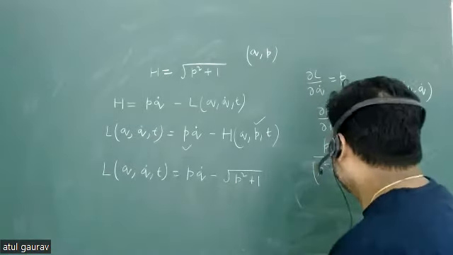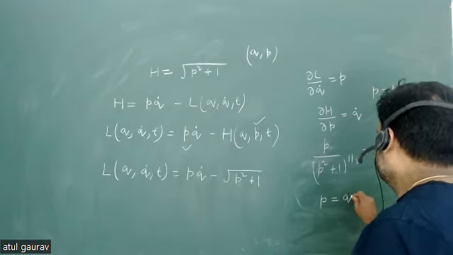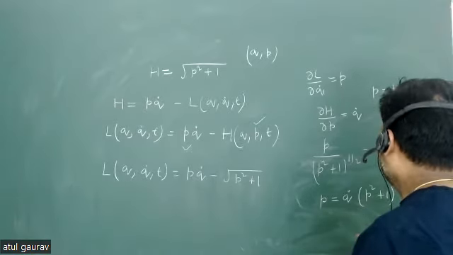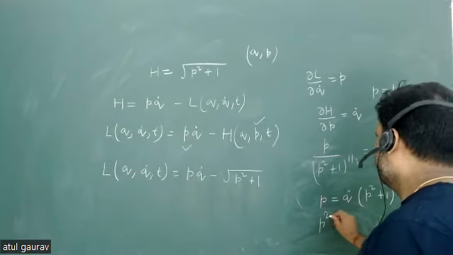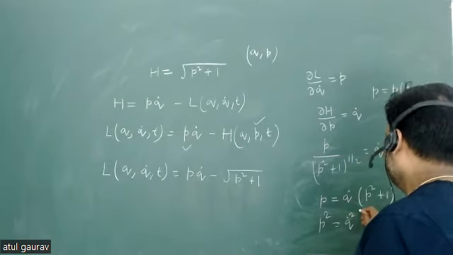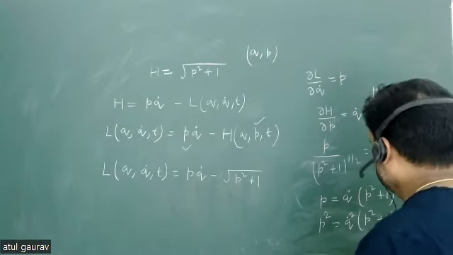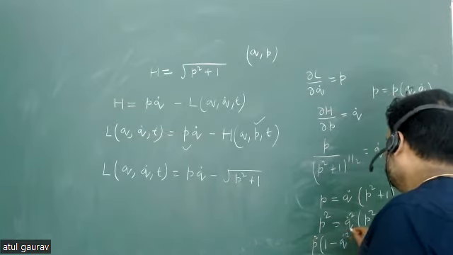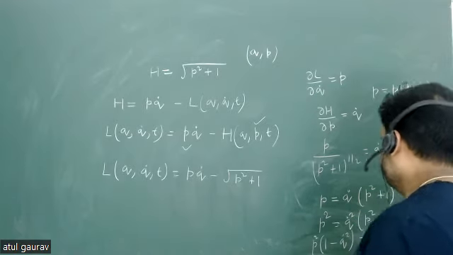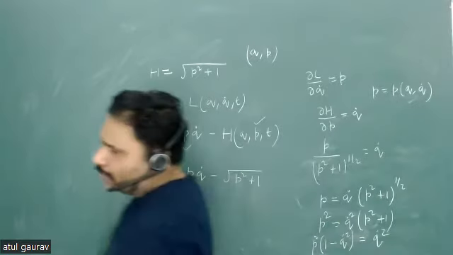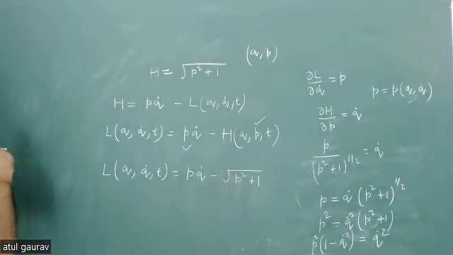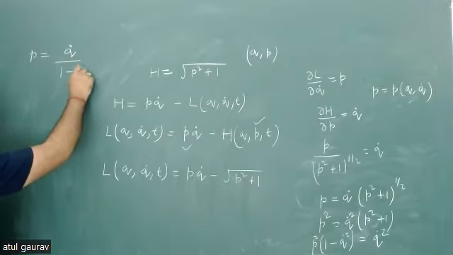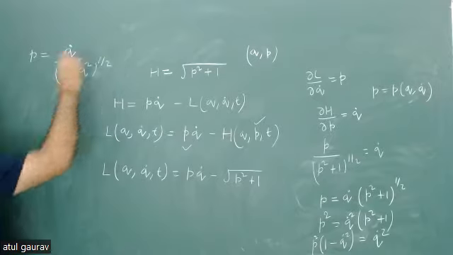Okay. And this can be written as P is equal to Q dot P square plus 1 to the power half. And what we have to do? We have to make it a square. So दोनों तरफ square कर लेंगे. P square is equal to Q dot square P square plus 1. And what we can do? We can write P square as 1 minus q dot square upon q dot square. Yes, and from here we will just try to write p is equal to, so p is basically q dot 1 minus q dot square to the power half, isn't it?